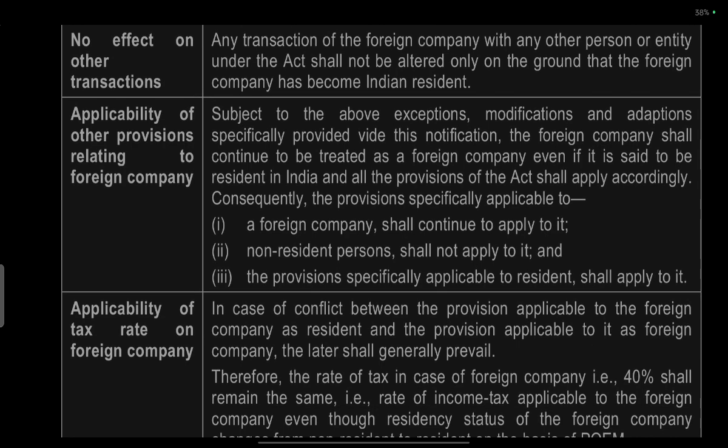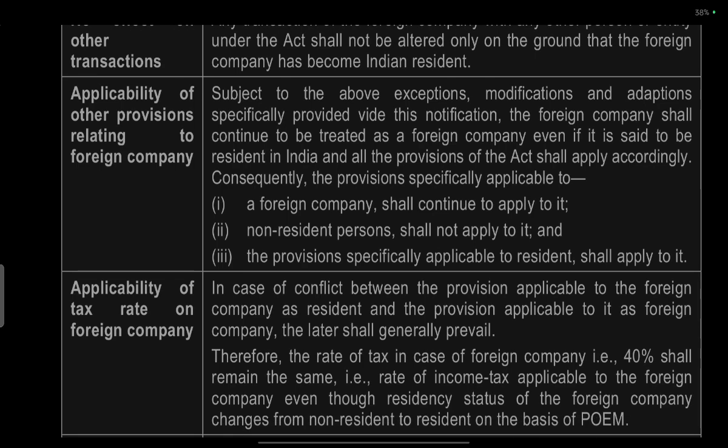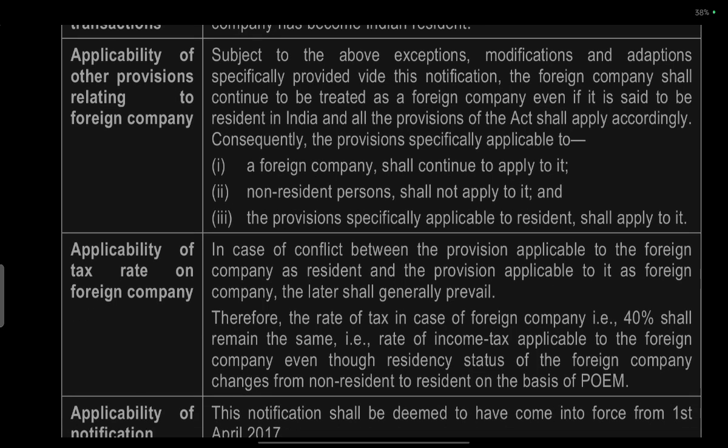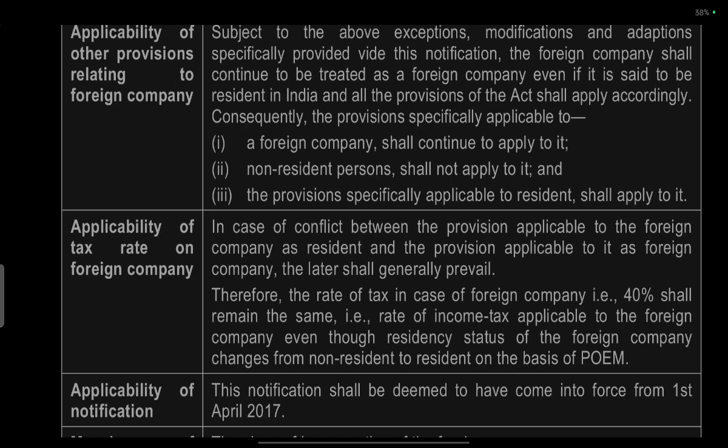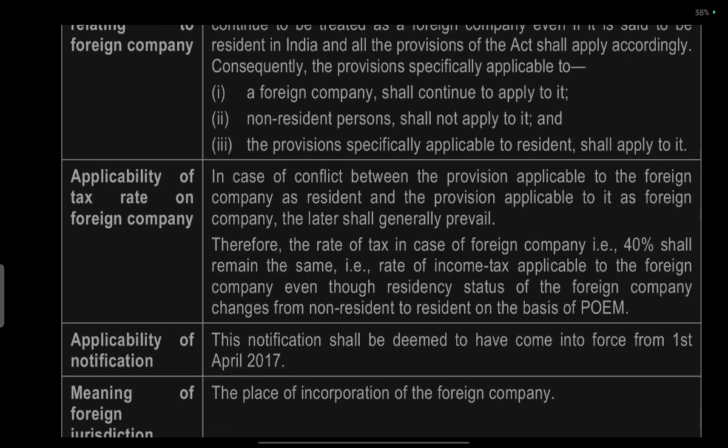Applicability of the provisions relating to foreign companies is subject to other provisions, with modification and adaptation as specifically provided by a notification. A foreign company shall continue to be treated as a foreign company even if it is said to be resident in India. All the provisions of the Act shall apply otherwise. Consequently, the provisions specifically applicable to a foreign company shall continue to apply to it. Provisions applicable to a non-resident person shall not apply to it. A provision specifically applicable to a resident shall not apply to it.